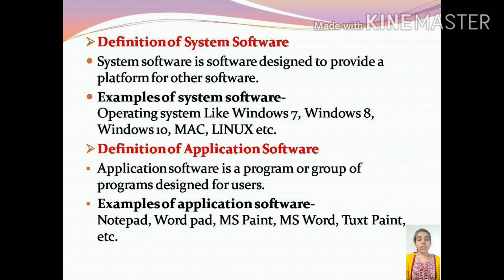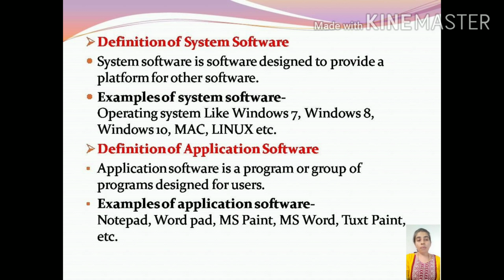System software is software designed to provide a platform for other software. Means that using this software, you can run other software on it. Some examples of system software are operating systems like Windows 7, Windows 8, Windows 10, Mac, Linux, etc. So using all these operating systems, you can run other software on it.